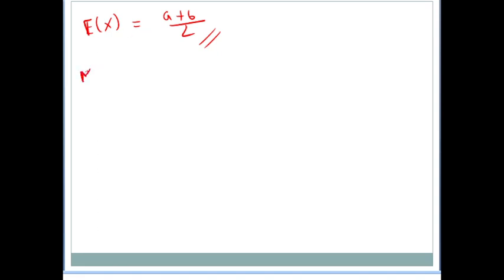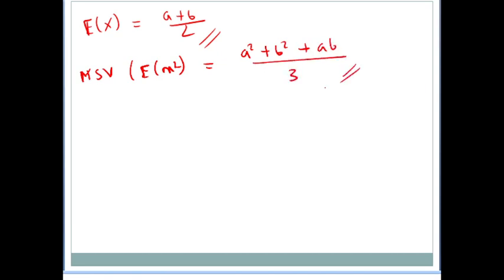Now what will be the mean square value in case of UDF? The mean square value, which is denoted by E of X square, will be a square plus b square plus ab divided by 3. This will be the mean square value. Now what will be the variance of x in case of uniformly distributed function, that is UDF? The variance will be b minus a whole square divided by 12. Okay, this is very easy actually.